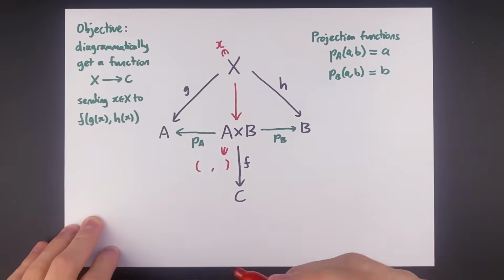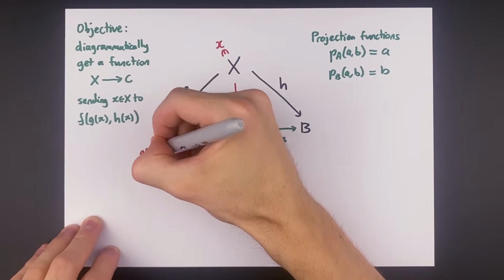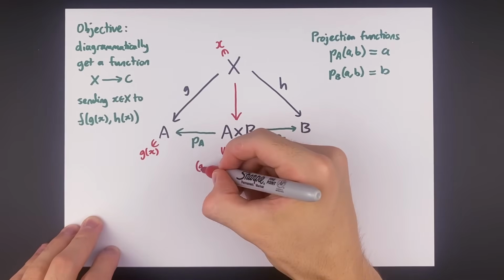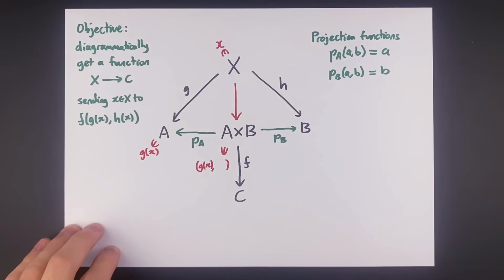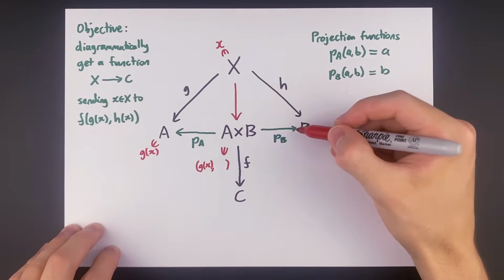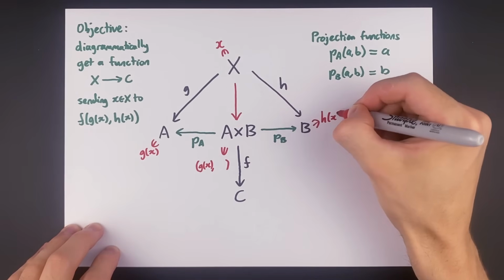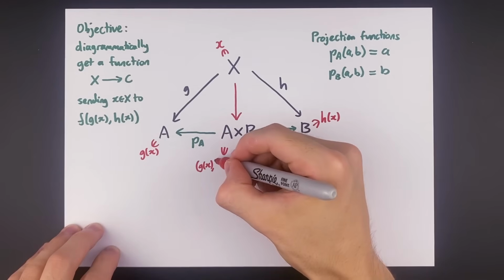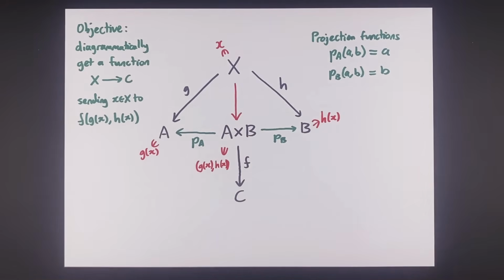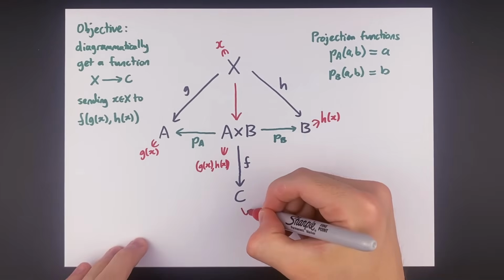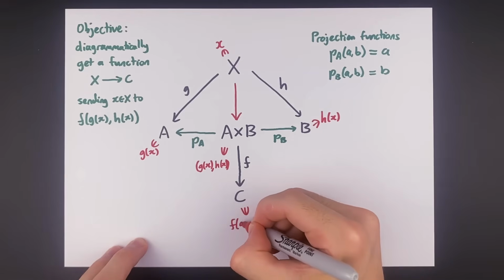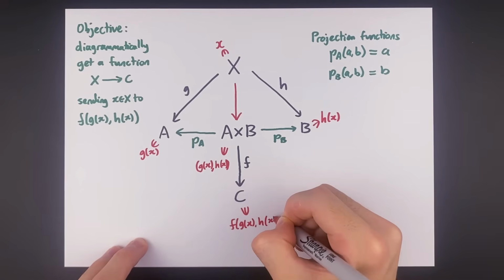That means this projection map must send this mystery pair to g(x), which means that g(x) must be the first entry of this pair. There are also two paths taking us from X to B, and these must both send x to h(x). That means h(x) must be the second entry of this pair. So there's only one option for this mystery function. It has to be the function that sends an element x to the pair (g(x), h(x)). Now notice that if we apply f to this pair, we get exactly the composition of f with g and h, and we're done.